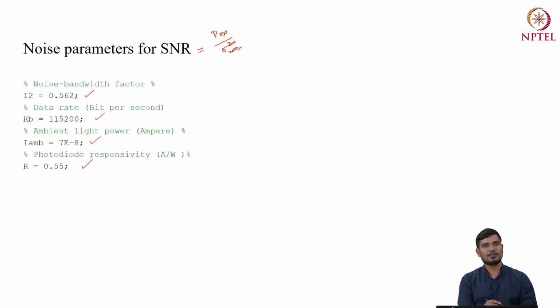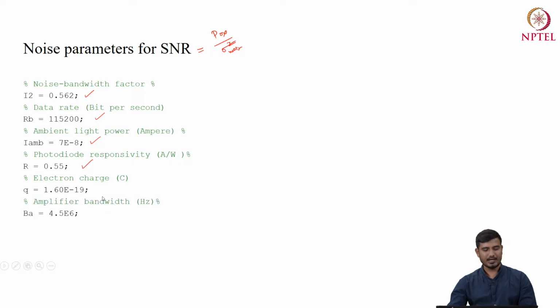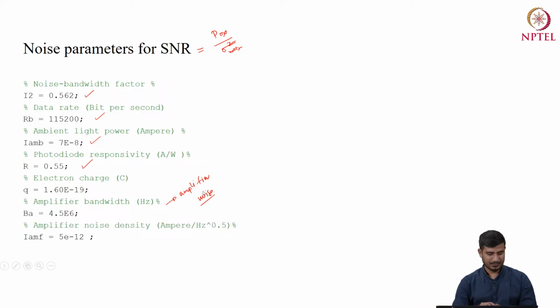the photodetector responsivity, in what percentage your light will be converted into an electrical signal, then the electronic charge, and the amplifier bandwidth, used when we include the amplifier noise. So these are all practical values. You can follow any reference paper, or as per your system requirement you can give them as input to the system. And again the amplifier noise in ampere per hertz.